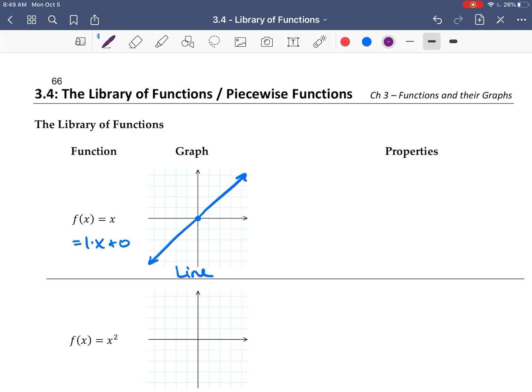Some properties for these. The domain is, of course, all real numbers. The range is also all real numbers. This is an odd function, so it has odd symmetry. If you plug in negative x, you get negative f of x. This is origin symmetry.